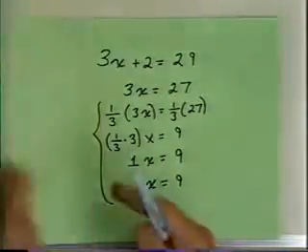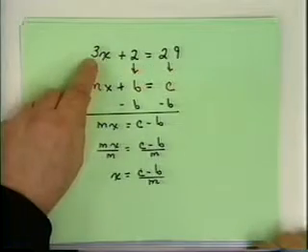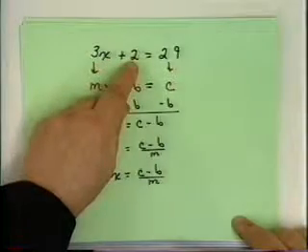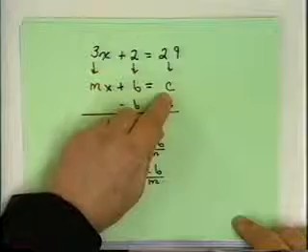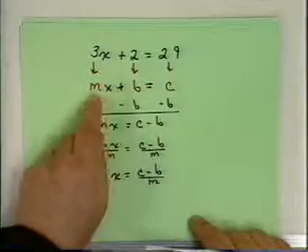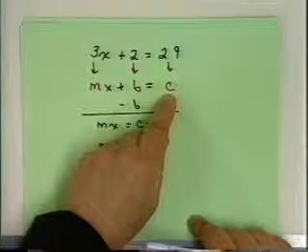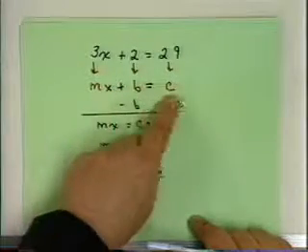So in other words, let's just summarize now what we've done. This didn't have to be a 3. This could have been any constant multiplying the x. This didn't have to be a 2. This could have been any number over here. And similarly, the 29 could have been any number. In other words, the general form would have said: start with x, multiply by some constant m, add on b, and the answer is going to be c. See? This would now be called a linear equation.